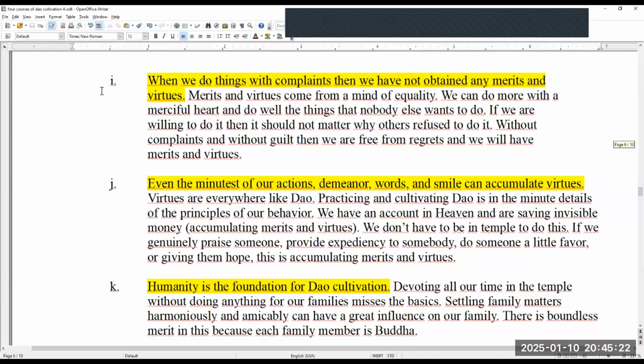When we do things with complaints, we will not obtain any merits and virtues. Because when you have complaints, it means you're not really inspired or joyous in terms of what you want to do. That's the reason why you have complaints. So when you have complaints, of course it means you can't really obtain any merits or virtues from the things you want to do.